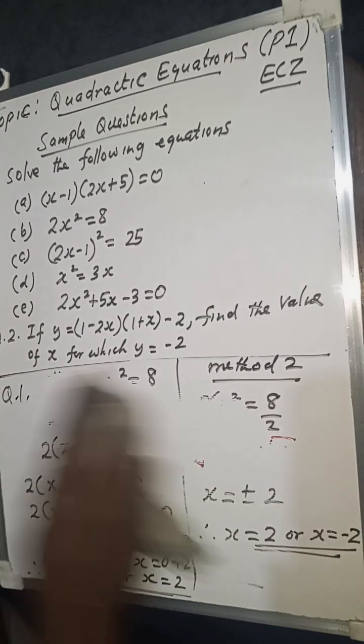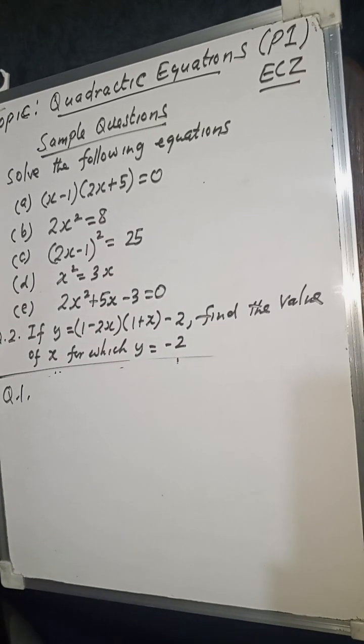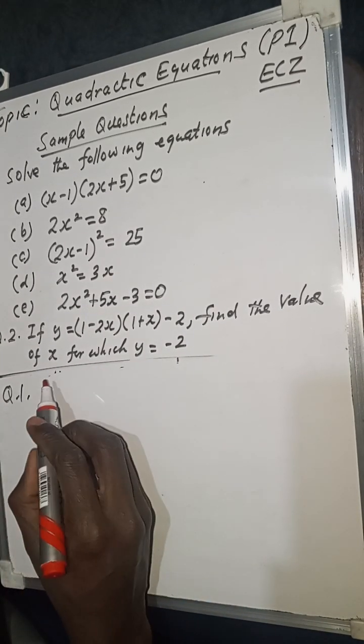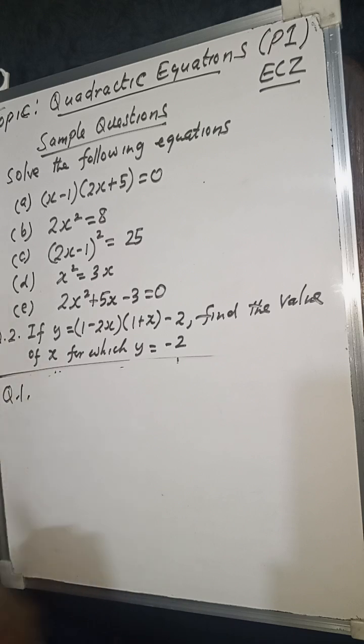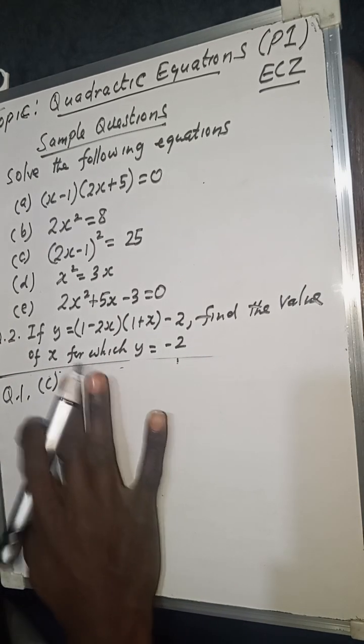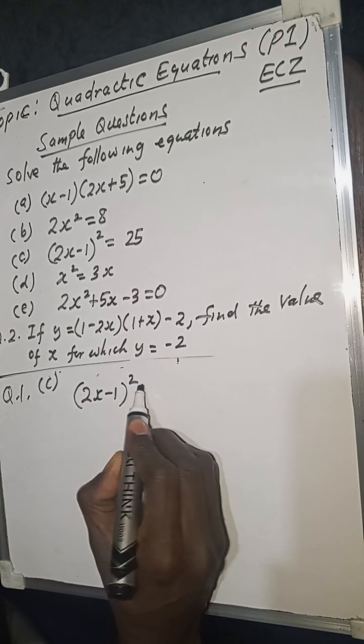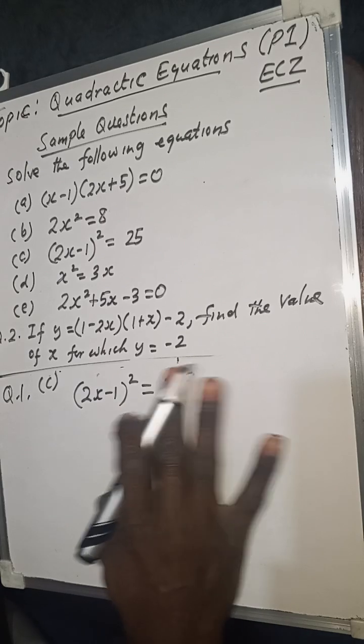All right, let's move on to the C part. The C part says that we solve, they have given us 2x minus 1 raised to the power 2 is equal to 25.